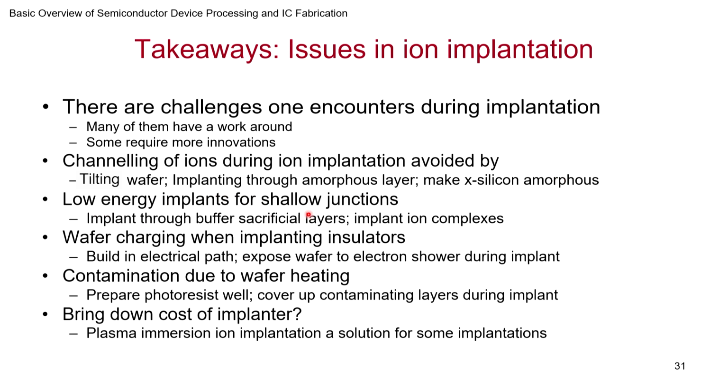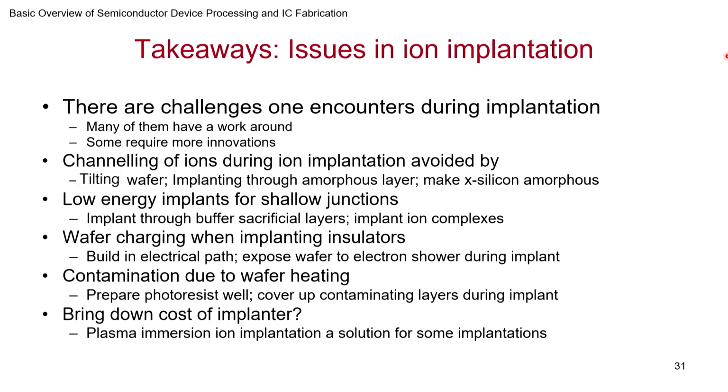Low energy implants for shallow junctions: you can implant through a sacrificial layer, so that artificially you make it a high energy implant, so that the currents are high and your throughput is high. But what the wafer is actually seeing is less, because there is a buffer there. Another thing is to implant ion complexes. Wafer charging is an issue, and one way to overcome this is, on insulators you provide an electrical path, either as part of the circuit that you have built, or by some other means during the time of implantation.